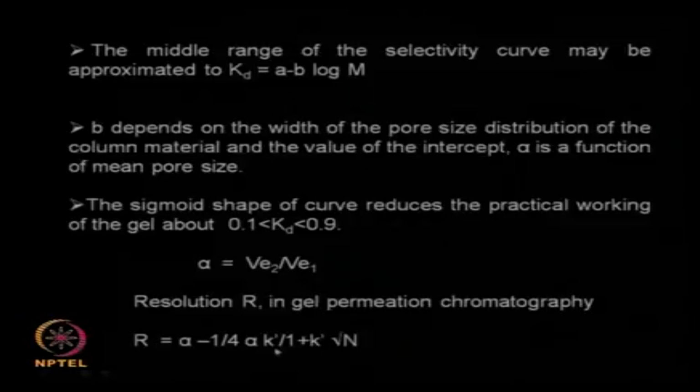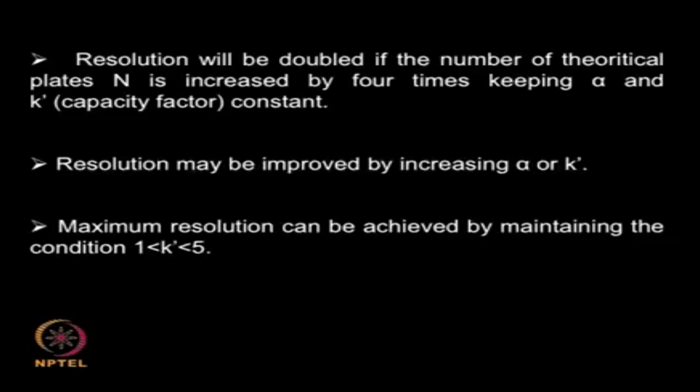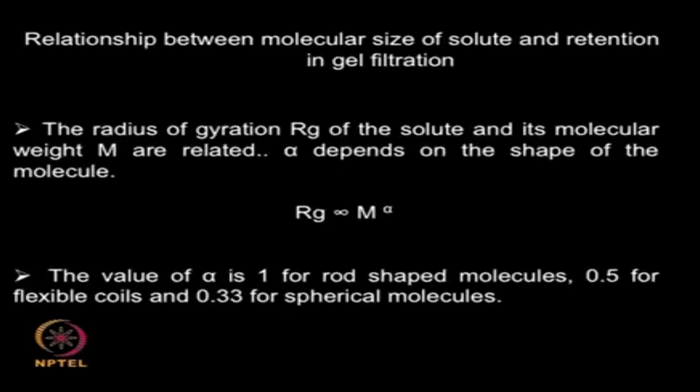But if you keep alpha and k dash constant, it is obvious from this relationship that we can increase the resolution through n. K dash is nothing but the capacity factor actually. So resolution may be improved by increasing alpha or k dash. We can achieve maximum resolution by keeping k dash between 1 and 5. So this equation tells you how I can improve the resolution, either by increasing my theoretical plates, or by increasing the capacity factor, or by modifying the ratio of the elution volume of component 1 and component 2.